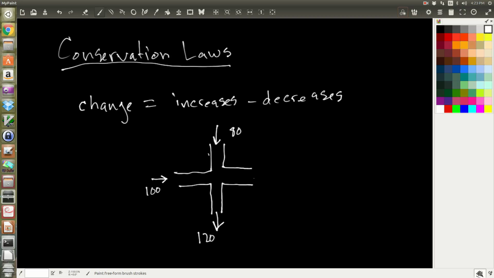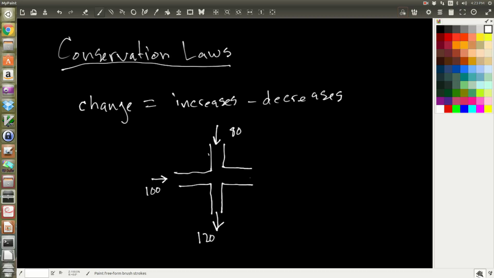Then what would be the flow in or out of this pipe? Well, we know based on just conservation of this fluid that if we've got 180 flowing in, we need to have 180 flowing out, right? If there's going to be no change.